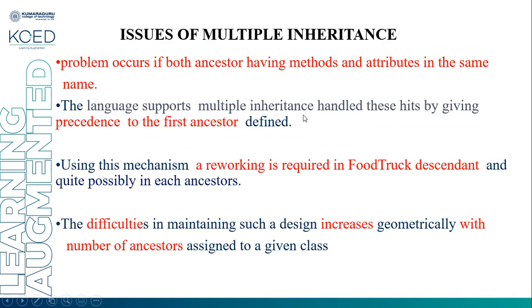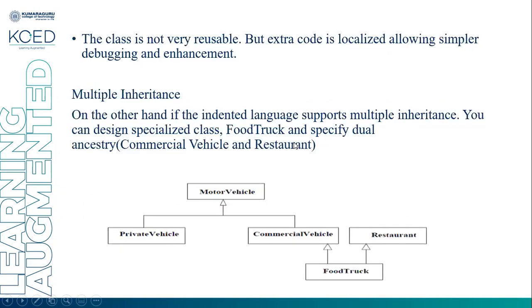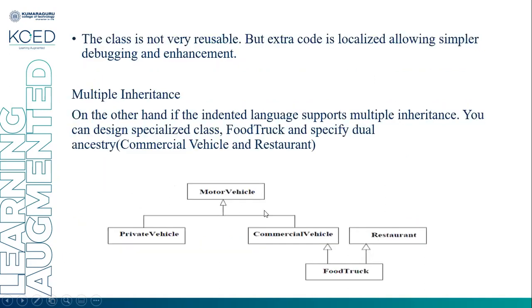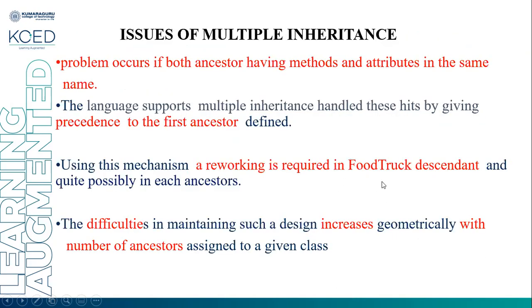Languages that support multiple inheritance handle this by giving precedence to the first ancestor defined. If the first ancestor defined is commercial vehicle, then for the attribute and method, it will use the commercial vehicle's attribute name and method name. This is one way to handle it. Using this mechanism, rework is required in the food truck descendant and possibly in each ancestor. Doing rework is a complicated process.